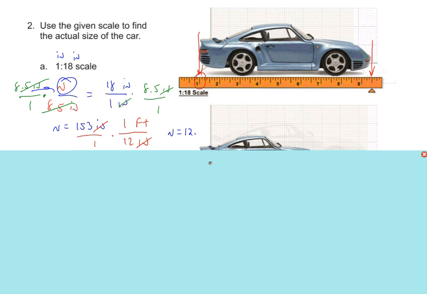153 divided by 12.75, and what will our units be, Raph? Feet. This might be a distortion. Are cars usually 12 feet long? I don't know. I'll have to get a tape measure out sometime and see. That seems awful long to me, 12 feet. I'm going to have to pace off my car next time. We'll find out. All right.